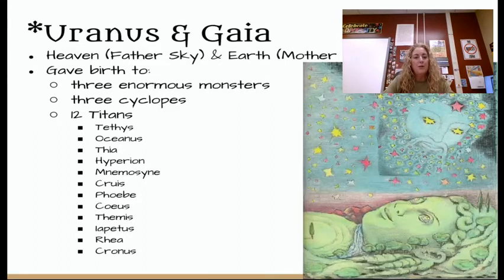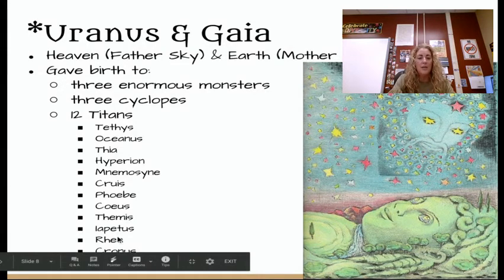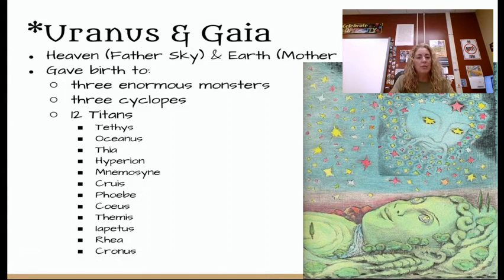And then they gave birth to 12 Titans, and you can read through their names. I think the one that may stand out to you would be the last one on that list, Cronus. And from his name, we get the word chronology, or chronological order, doing things in the order in which they happened. So the other ones are Tethys, Oceanus, Thea, Hyperion, Mnemosyne, Crius, Phoebe, Coeus, Themis, Apatus, Rhea, and then Cronus. So those were the 12 Titans.